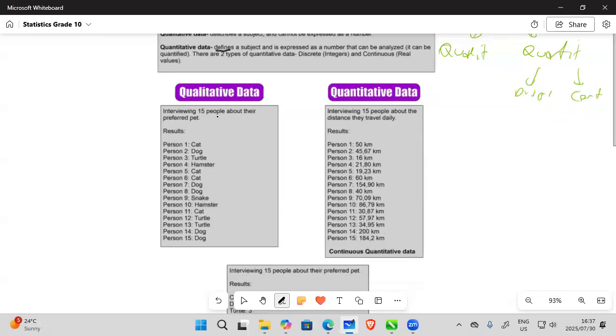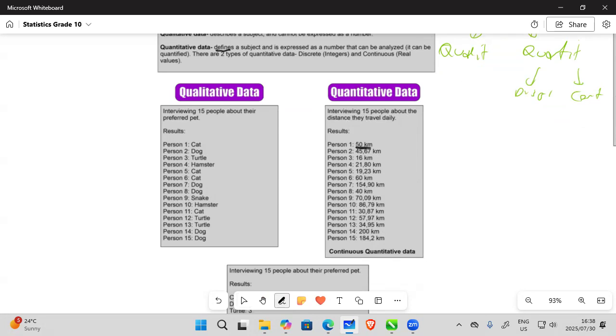Qualitative data would be interviewing 50 people about their preferred pet, and can you see, it's describing the subject. We're using words. That's how we call it qualitative. Quantitative data will be interviewing 50 people about the distance they travel daily. You can't actually travel exactly 50 kilometers daily. It'll always be comma something. And so if you put that data down, that's what we call continuous quantitative data.